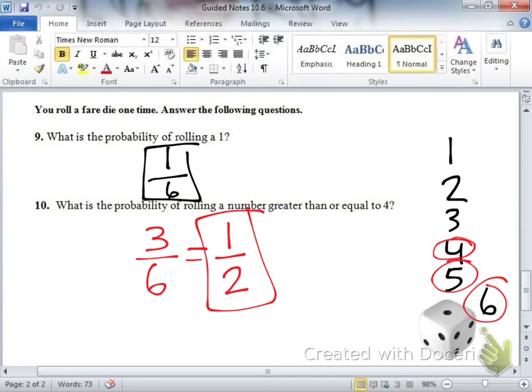Again, technically you could write this. I'll show you sort of the more advanced way to write this. You'd put P for probability, and then you'd put 4 or greater, and then you could put equals 0.5. That's how most of the problems will look when you get a little farther into probability in your upper level math classes. But for this class, we're just going to stick with this notation. Just write it as a fraction and simplify. Questions?